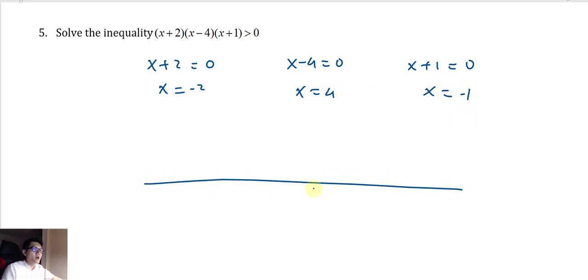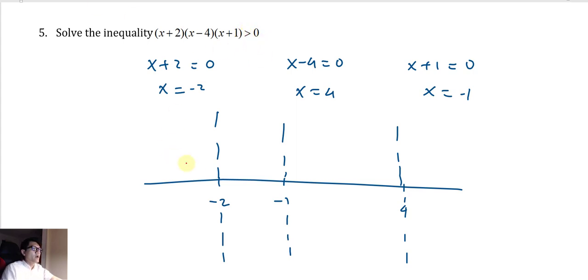So I know that minus 1 is here, minus 2 maybe here, and then 4 maybe here. So I know that these 3 values make the boundaries for this inequality. Okay, now let's see. We are looking for the values that are bigger than 0.